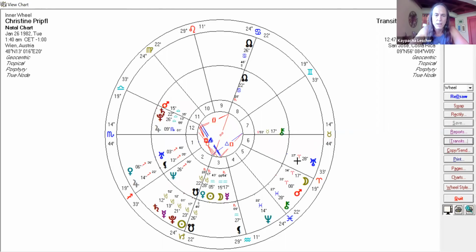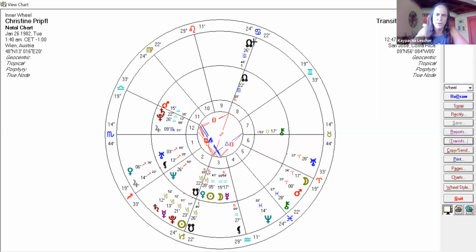Yeah. And transiting Saturn is at 12 degrees Capricorn right now. You can see she's got that Mars at 15. So these are the transits we're talking about. You can see that Pluto is at 21. Her south node of the moon is at 22. These are the three major transits for 2019.